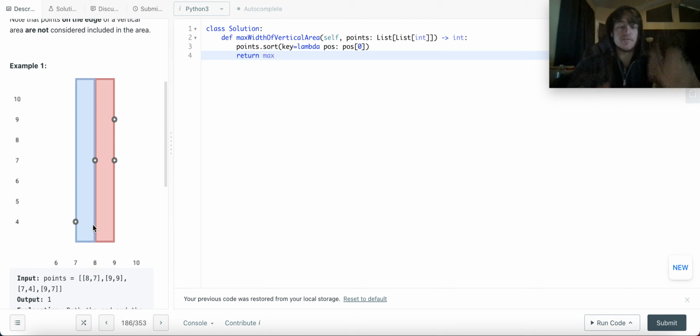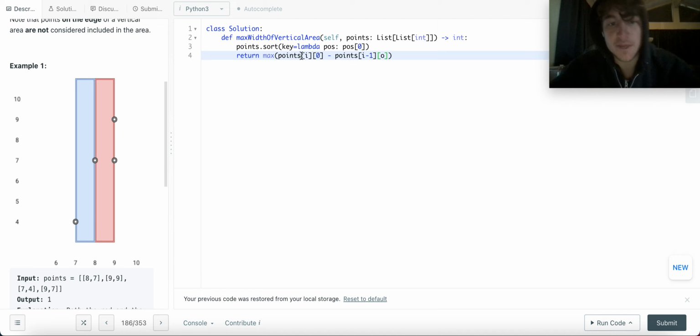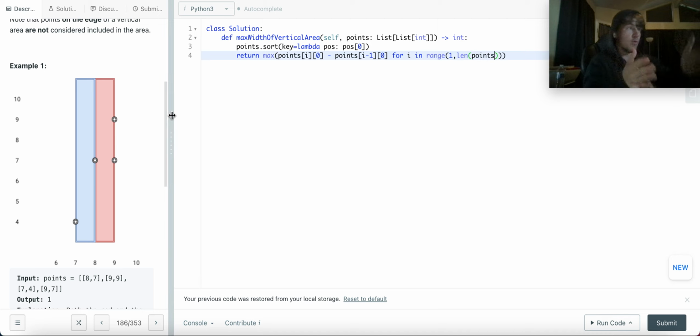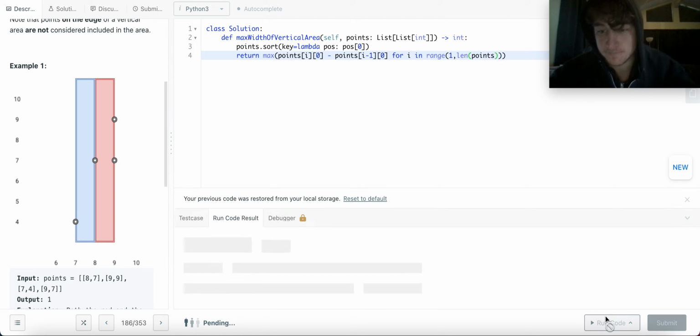Because what I'm going to do is I'm going to look at each individual point, right? So I'm going to say points of i minus points of i minus 1. And I just have to look at the x position, right? Because this will give me each point, and 0 will give me the x position of that point. And I look at all the points in the range from 1 to the length of points. So basically what I'm doing is I'm sorting the system, and that will let me easily traverse through and just say, okay, from this point to the next point, what's the area? And I know since it's sorted, there's no points in between. Okay, from this point to the next point, what's the area? So on and so forth.